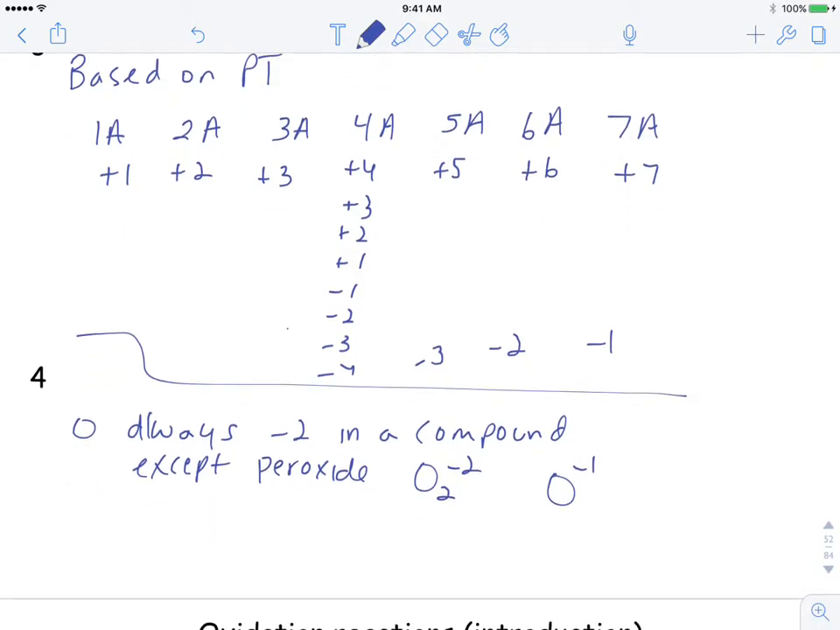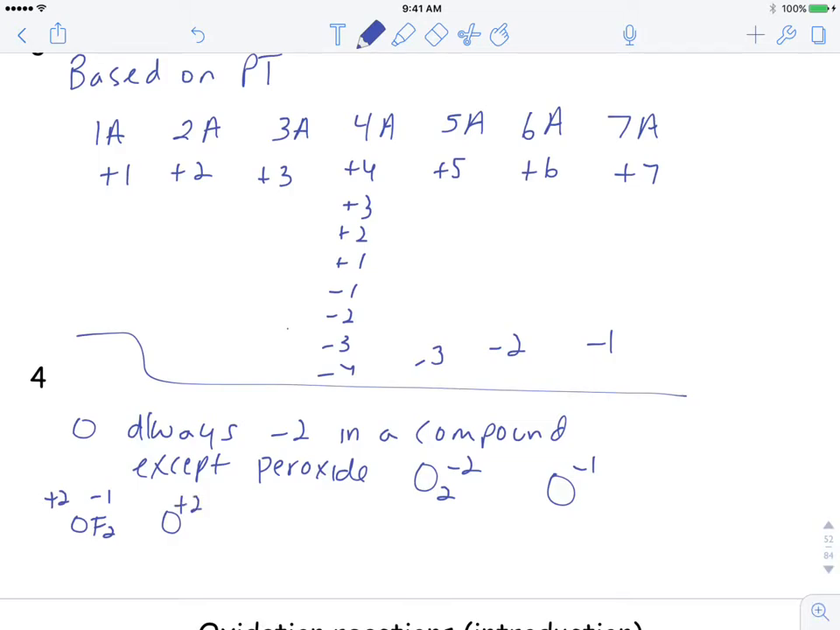The other one is O with fluorine, OF2. Again, this is a covalent compound. The charges, the oxidation numbers, are apparent charges. They're not real charges. And so because of that, you go by electronegativity. The F is more electronegative, it's -1. The O is going to be +2 in this case.